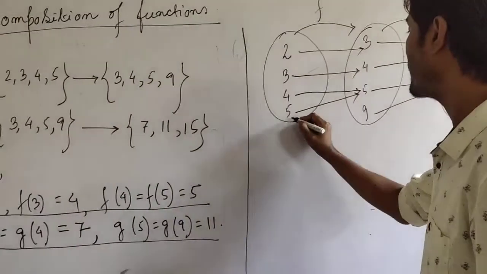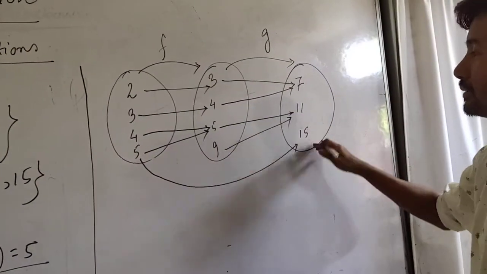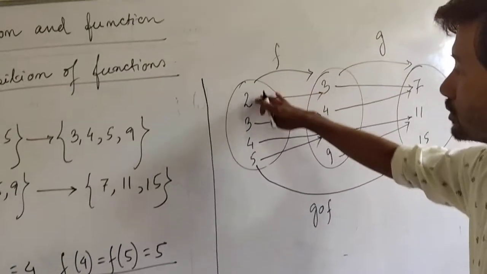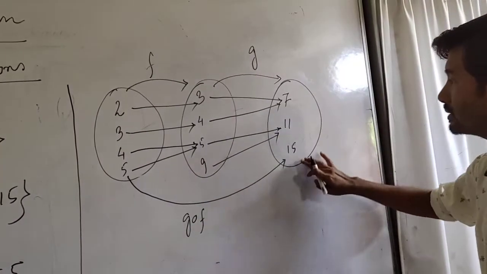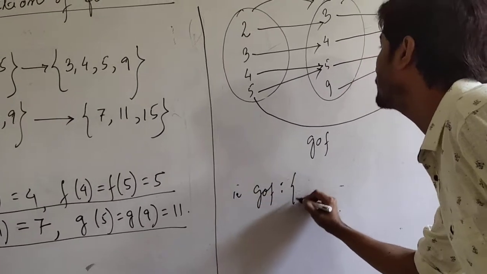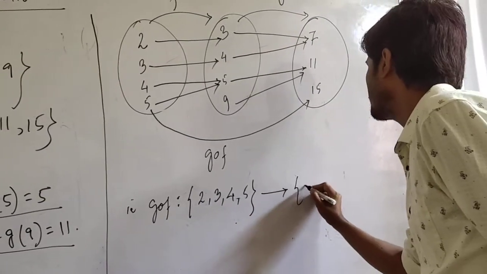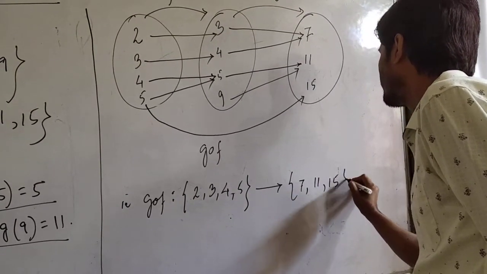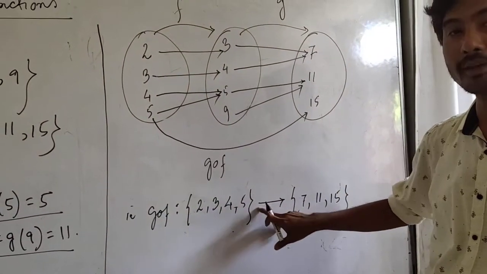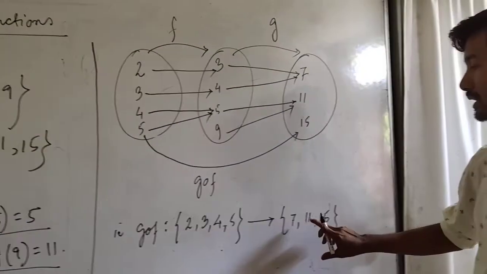It is very clear that the composition will be a function from the set 2, 3, 4, 5 to the set 7, 11, 15. So this will be our composition ZOF. Now see, for this function our domain is the set 2, 3, 4, 5, and for every element in the domain we must have some image in the codomain 7, 11, 15.